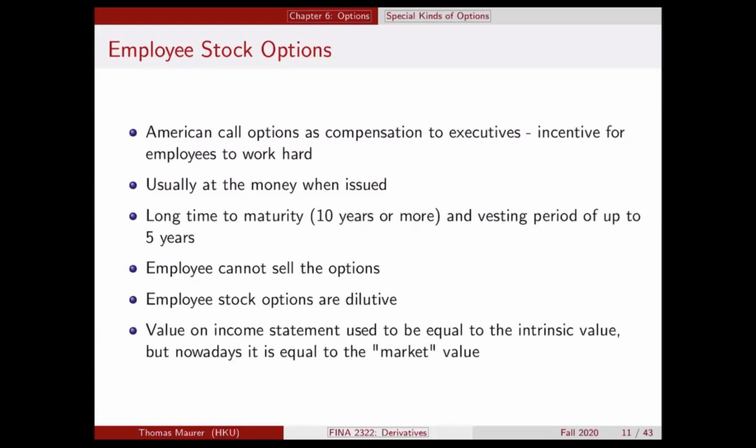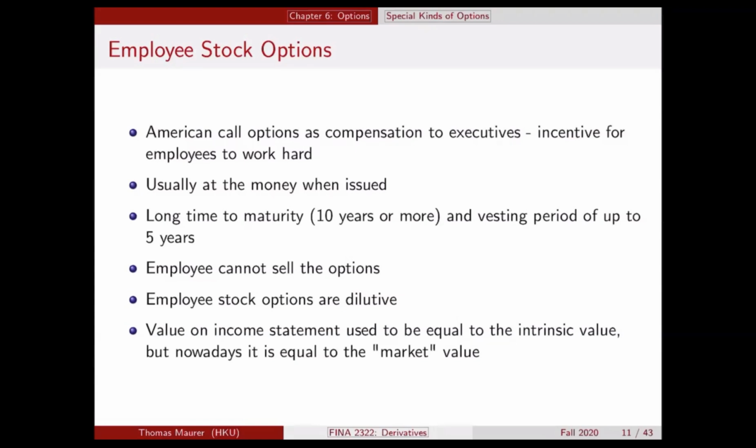The last type of special call options are employee stock options. These are substitutes for paying normal salary to employees. An employee instead gets some options, and if the price of the stock increases a lot, then they can exercise that option and get a positive payoff. Employee stock options typically have long times to maturity, so 10 years or more are not uncommon.